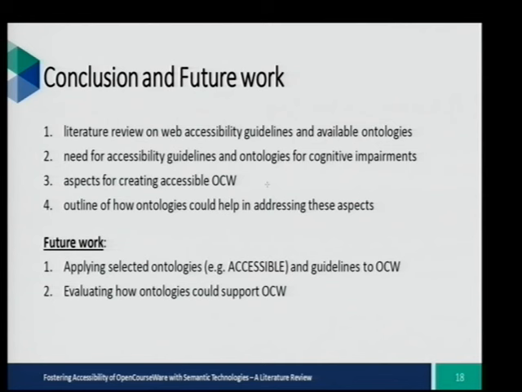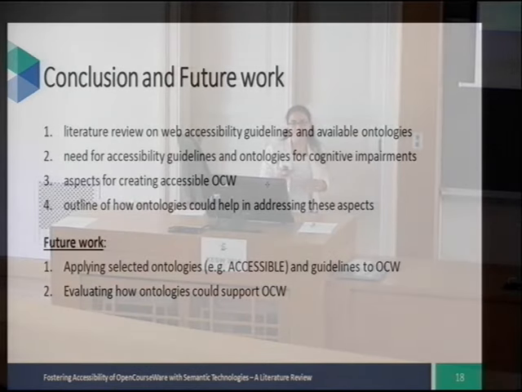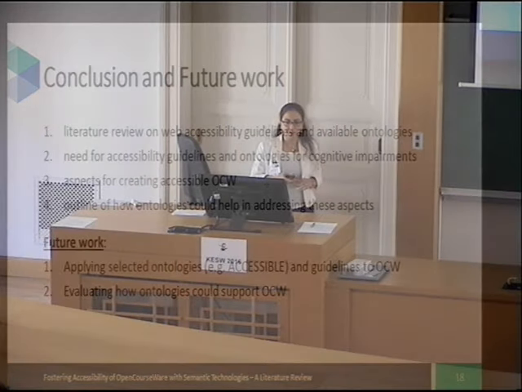At the end, we have made a literature review of the web accessibility guidelines and the available ontologies that are found. We listed what is missing about the cognitive impairments. We think that these aspects for the OpenCourseWare, the course content and navigation and browsing and the assessment, if they are addressed by OpenCourseWare, this would be a benefit.